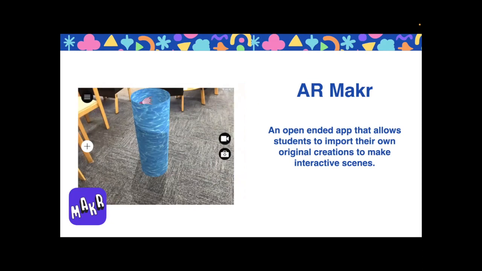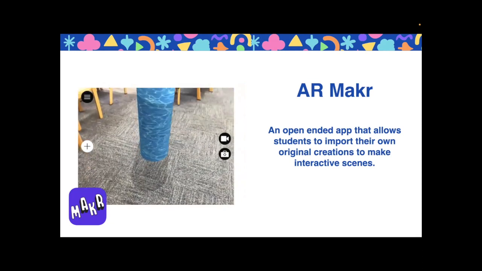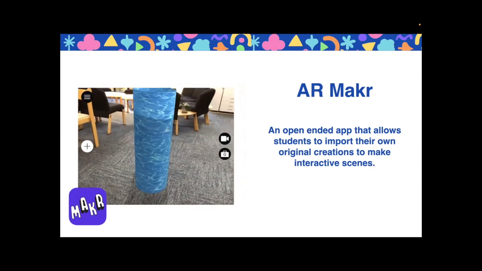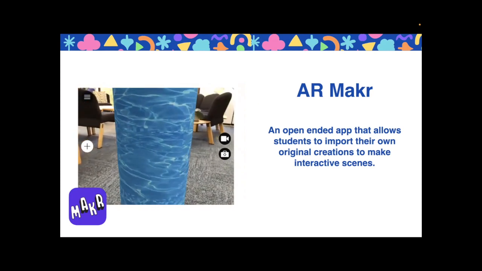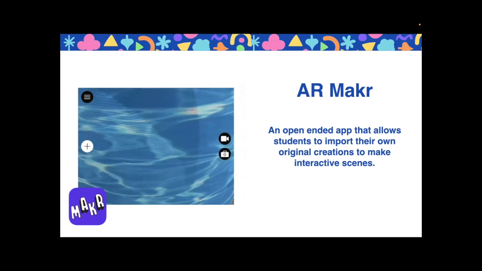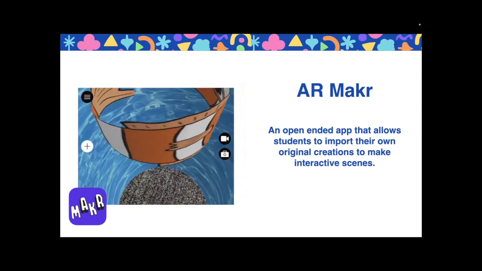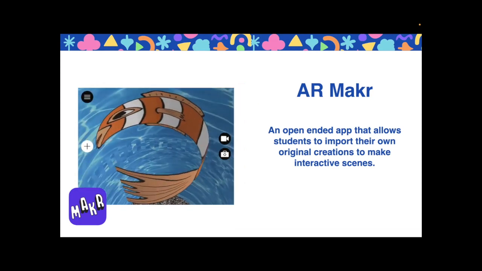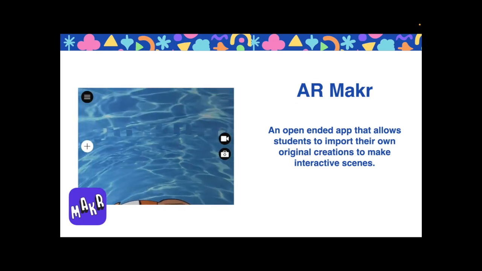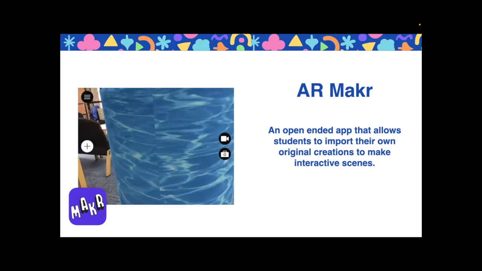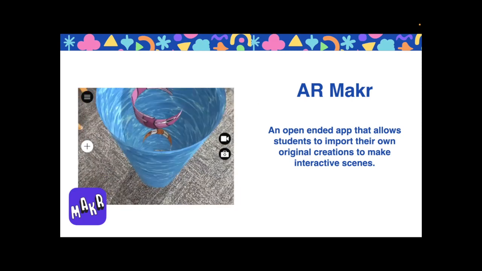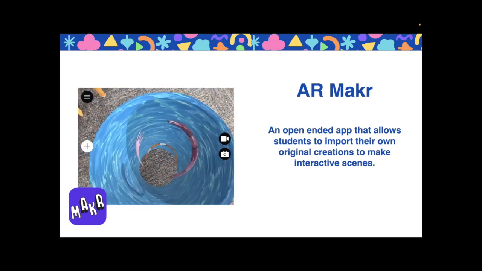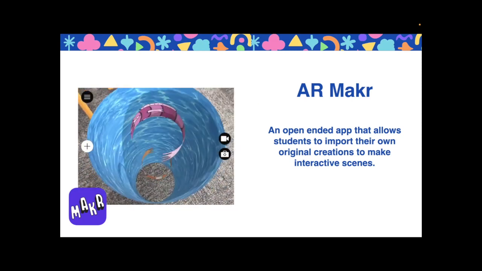AR Maker does have some animation options where you can make things move and react in a certain way. So this was just an experiment to see how we could wrap a textured picture around a cylinder 3D shape, or even to have a fish wrapped around it. And then what sort of behaviors could we do to start to bring another level to the scene? So here we have fish going around in a cyclone.